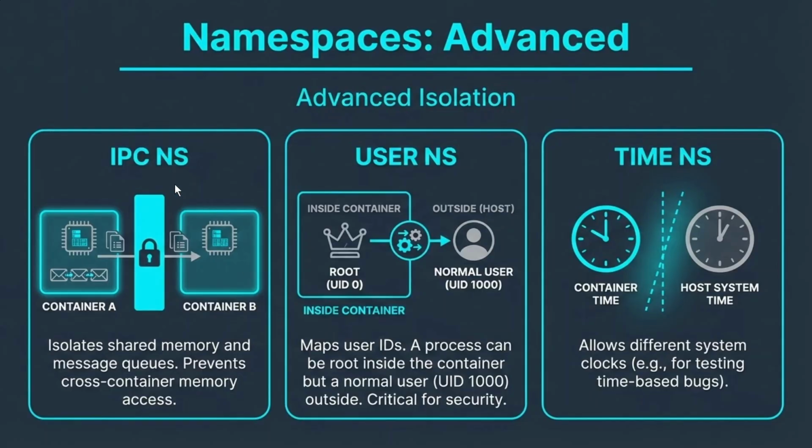Since containers share physical host memory, IPC namespace makes sure that one container isn't able to access memory being used by another container. Another critical security measure is the user namespace. A user or thread can have root or admin access inside the container, but outside it is just a normal user. And finally, the time namespace provides a container with its own clock. This way, you can run a container in a completely different time zone for testing time-based bugs.